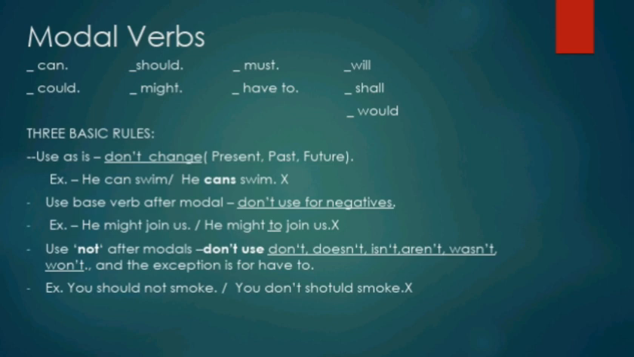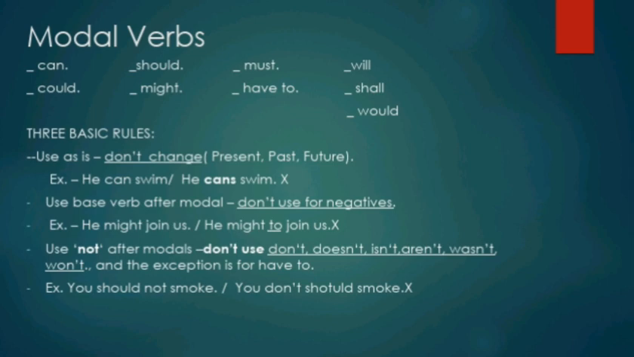Okay? Now we can see three basic rules that you can follow. In first place, we use them as is; don't change for present, past, or future. We have two different examples. Number one, he can swim. Number two, he cans swim. It will be wrong to say he cans swim.